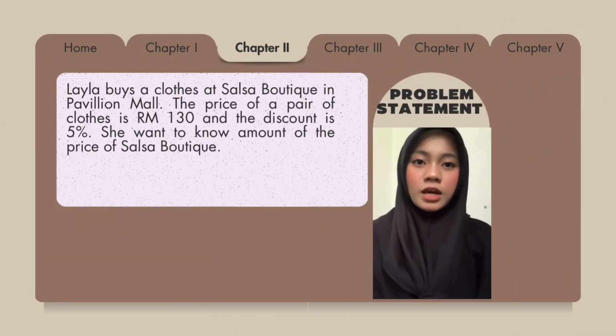Problem statement. Laila buys clothes at Salsa Boutique in Pavilion Mall. The price of a pair of clothes is 130 ringgit and the discount is 5%. She wants to know the net price at Salsa Boutique.